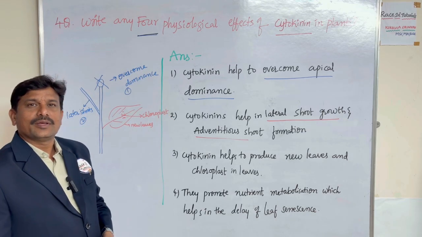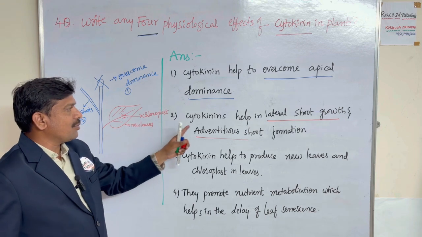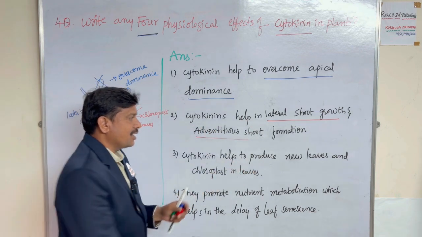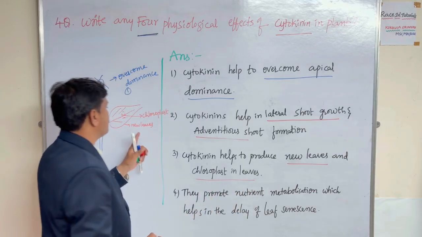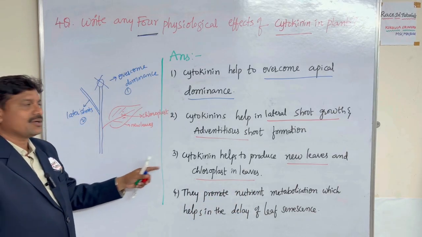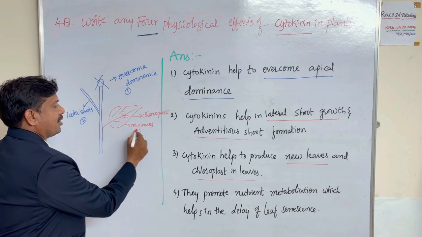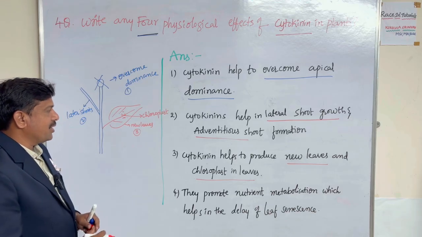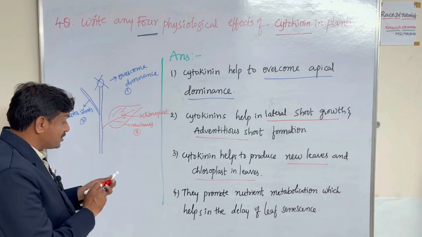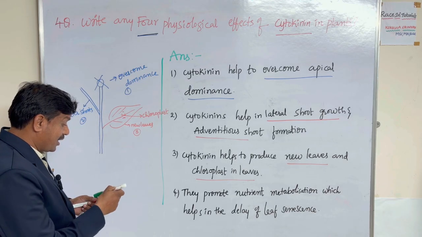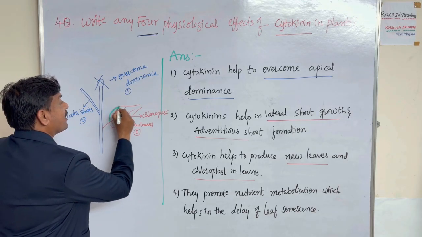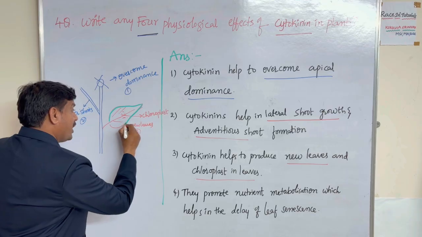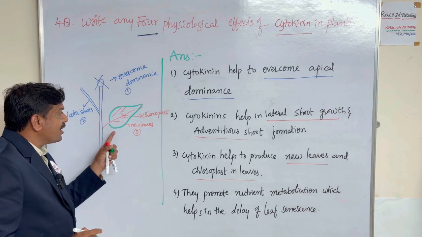Cytokinin. So very simple. What are they? New leaves and chloroplasts in leaves. That's it. This is the third point. Next, the fourth point: what is that? Leaves do not change from green color to another color. They don't change. They keep looking green only.